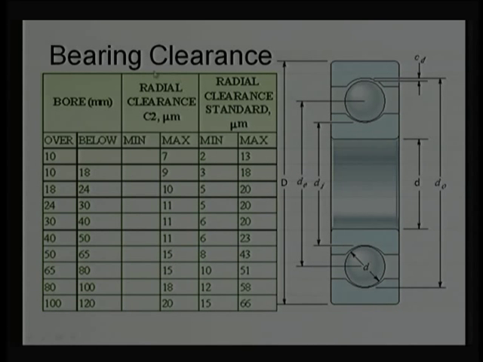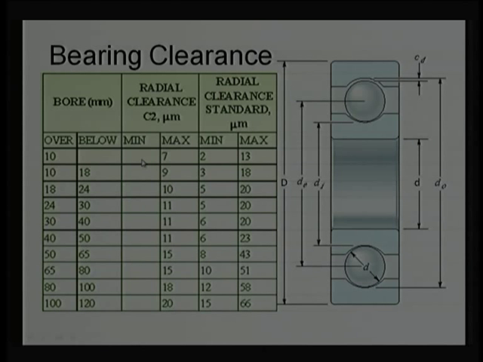Now we have another column, which is called the C2 clearance, where the minimum clearance is 0 and the maximum clearance is 7 micron. That means for a bearing having a bore diameter less than 10 mm, this clearance will be 7 micron or less.